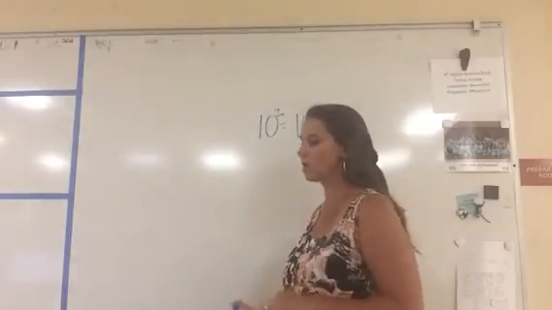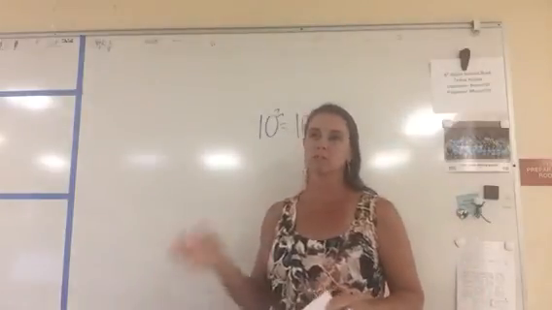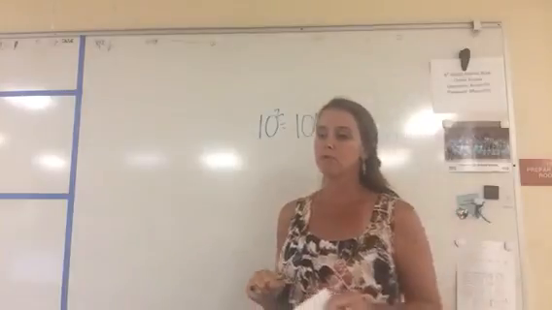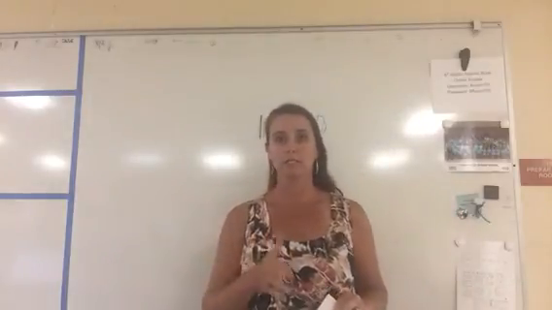The other examples of square numbers would be 25, because 5 times 5 is 25. Another example of a square number might be 64, because 8 times 8 is 64.